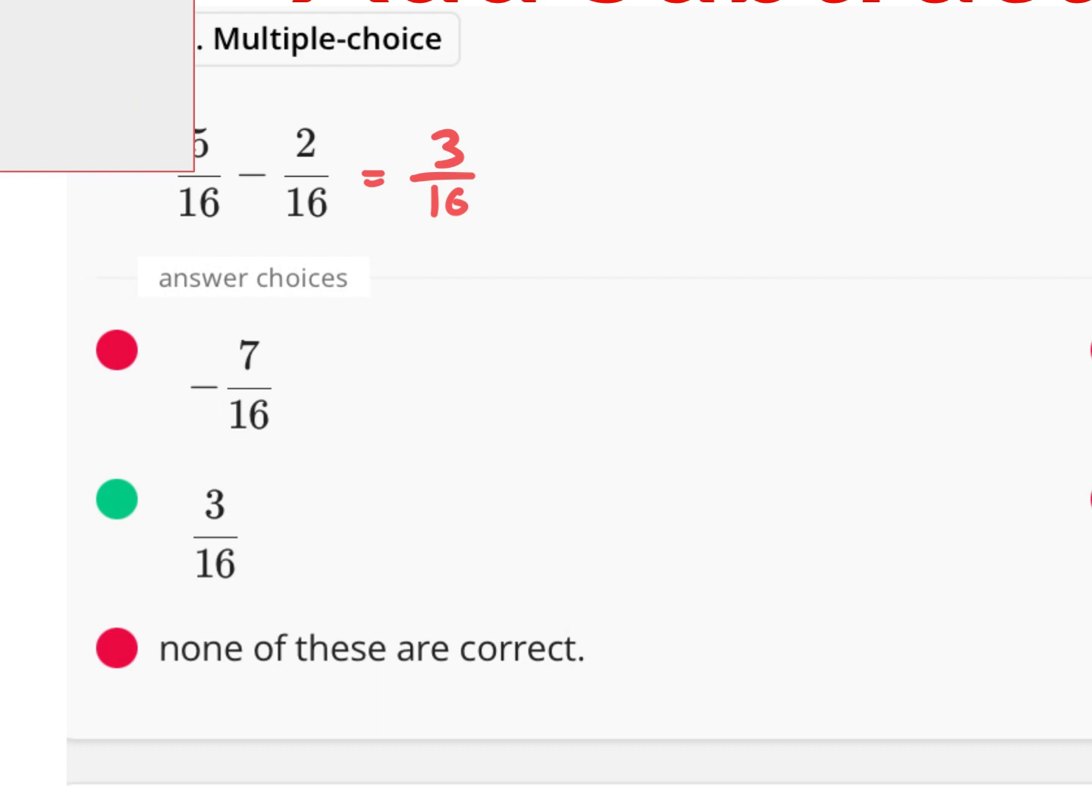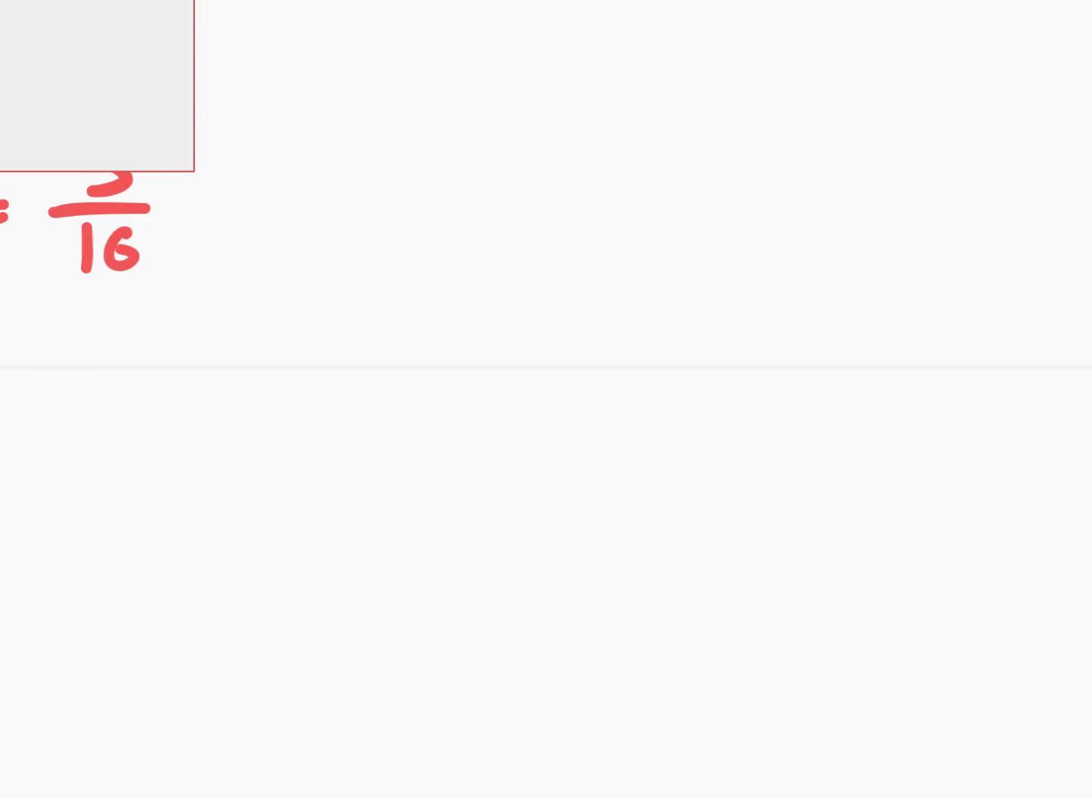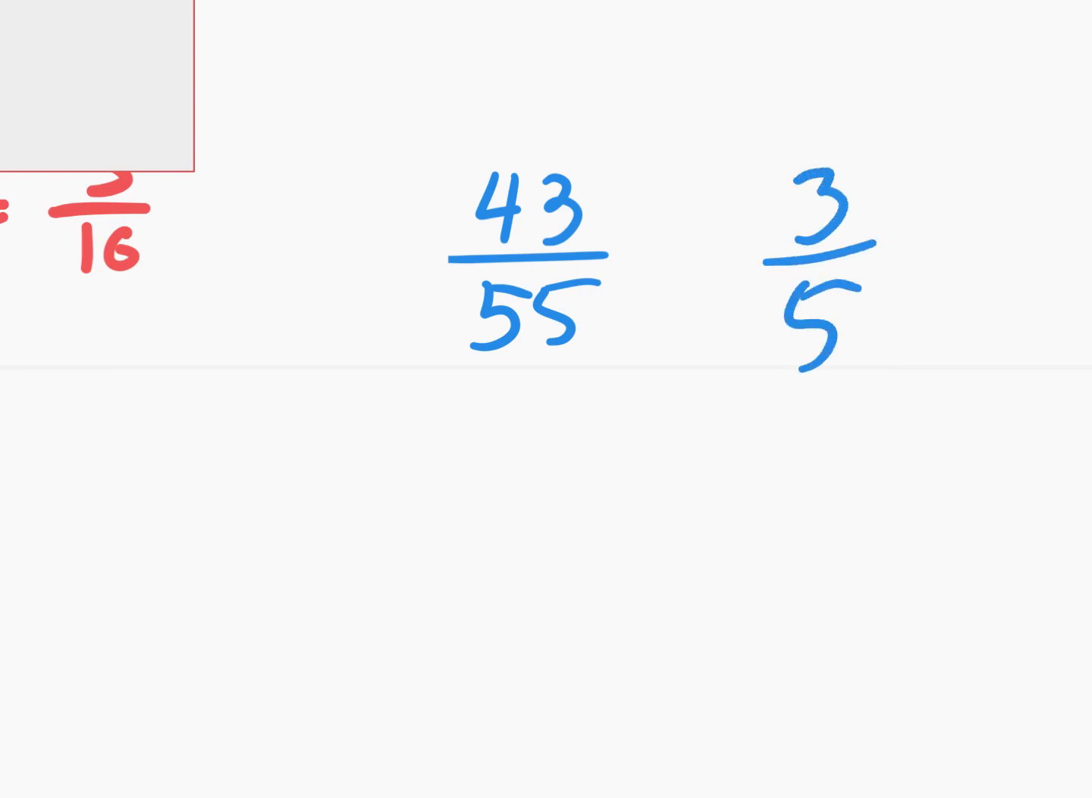Okay, it's similar to when we compared fractions. Let me create just two random fractions here. Again, this is not part of the problem anymore, but let's just create 2 random fractions. Let's go with 43 over 55, and let's say 3/5, okay? So the question is, which one is bigger, right? Is it a greater than symbol? Is it a less than symbol, or are they equal to each other?